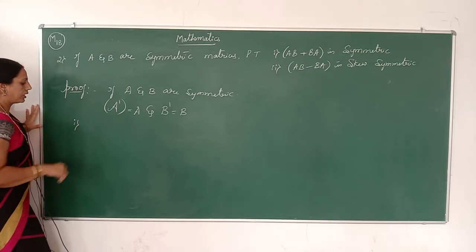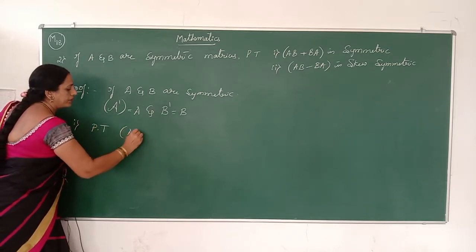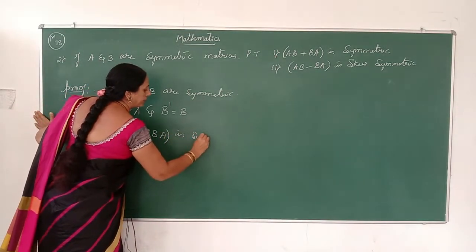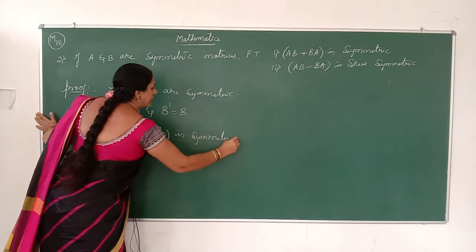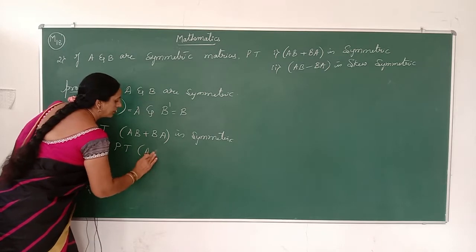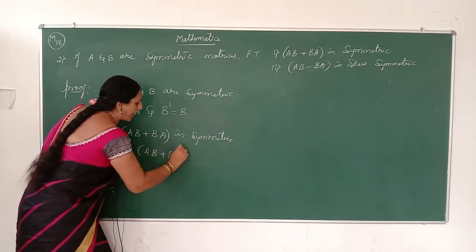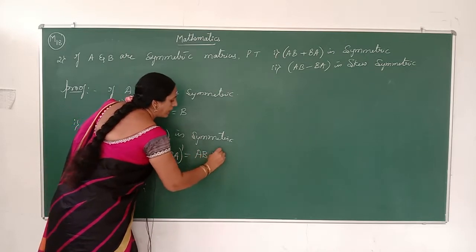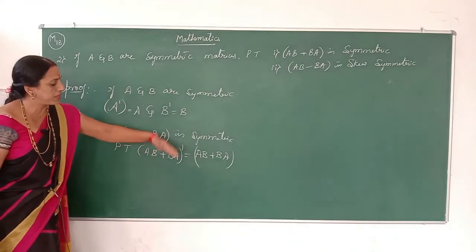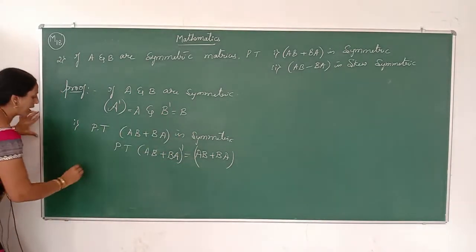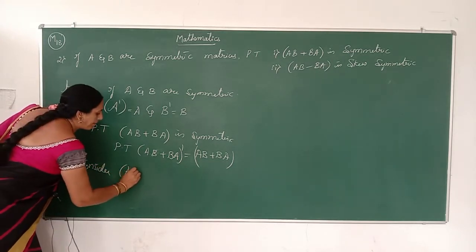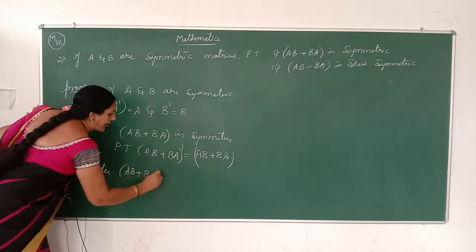Then first, now to prove that AB plus BA is symmetric. It's the definition of symmetric. Now to prove that (AB plus BA) dash is equal to AB plus BA. Therefore, we'll consider (AB plus BA) dash.